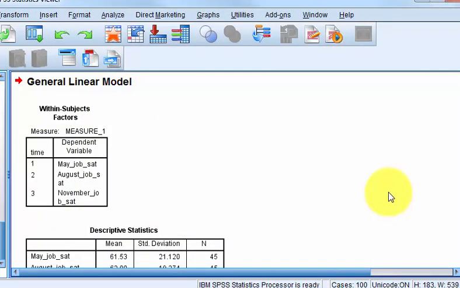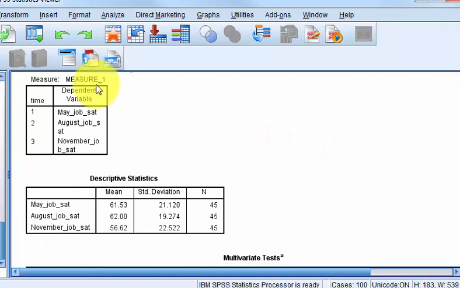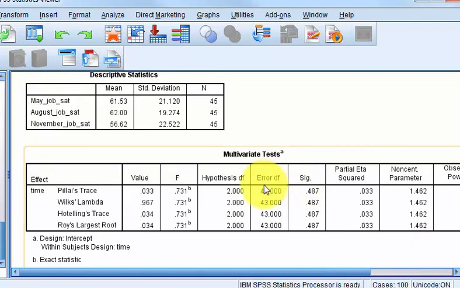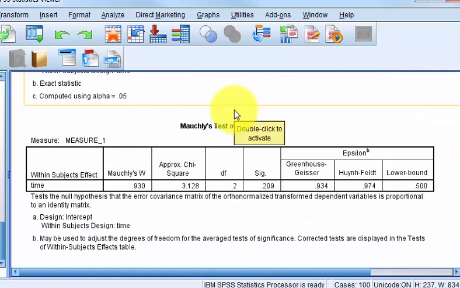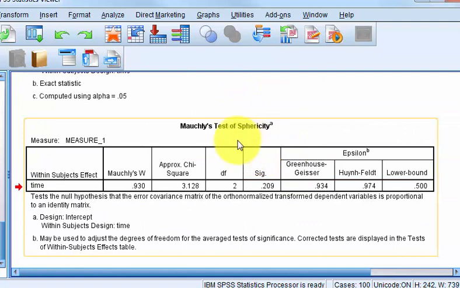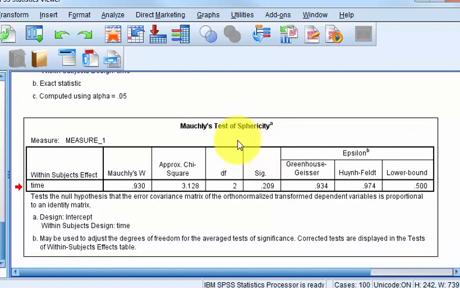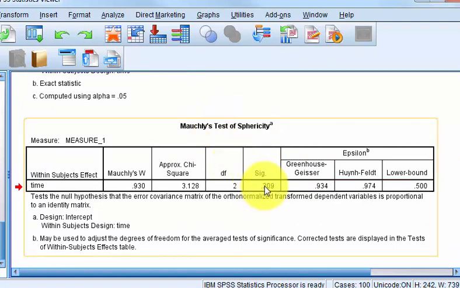So here's our answers. These are our 3 repeated measures. They're the means. November, it looks like it went down. Uh-oh, it's in trouble. Let's see if it went down significantly. And again, we don't look at the first multivariate. We look at the second test of within subjects to look for the F ratio. But this says we did not violate the assumption of sphericity.